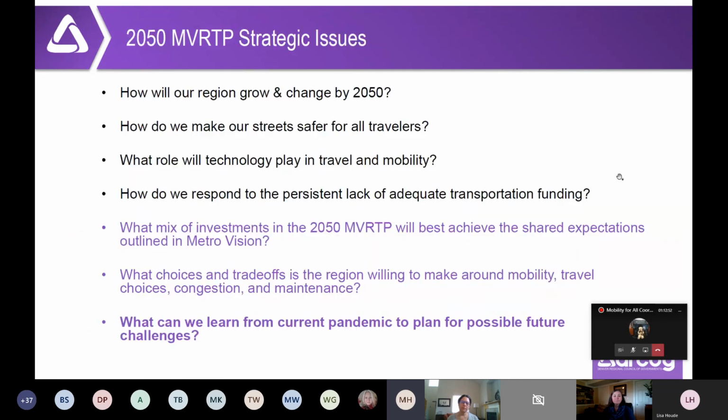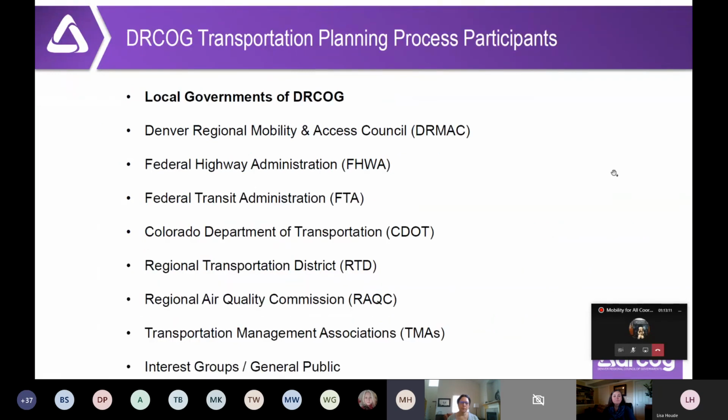Next slide. And so these are just a list of some of the strategic issues that we're going to look into as we develop this plan and as we continue to meet with the community. Next slide. And so this is just a long list of our planning participants that we work with in the community. We work with many, including local governments, and of course that includes local coordinating councils. Next slide.